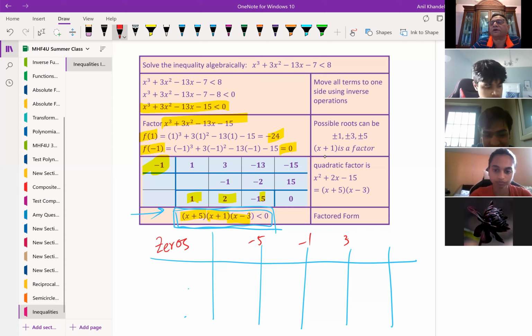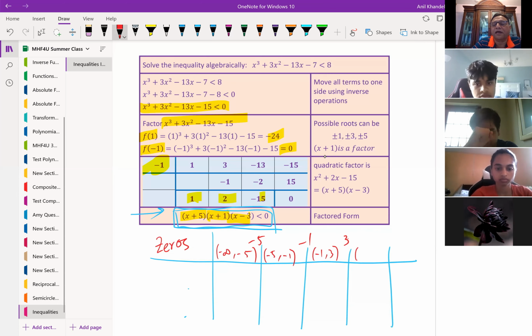These three zeros divide your domain into 4 intervals. This interval is from -infinity to -5. Then we have an interval from -5 to -1, from -1 to 3, and from 3 to infinity. So 3 zeros will divide the whole interval into 4 different intervals. In each interval, we have to take a test point. In this interval, I could take -6, in the next -2, here 0 is a good test point, and I could take 4 in the last interval.